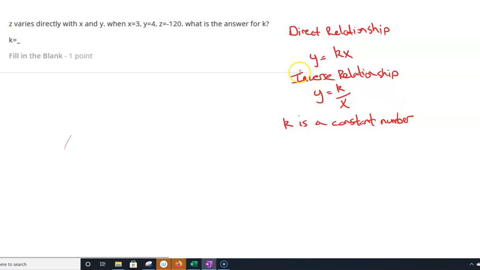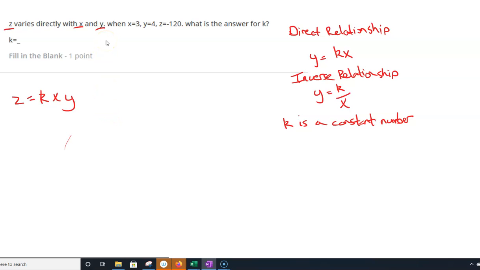So in this particular problem, z varies directly with x and y. Z is the first one they say, so it's z equals k, a constant, that'll always be in there. And then these are both direct, so it's times x times y. If they said directly with x and inversely with y, you would put kx divided by y, but they both vary directly, so they just multiply times the k.